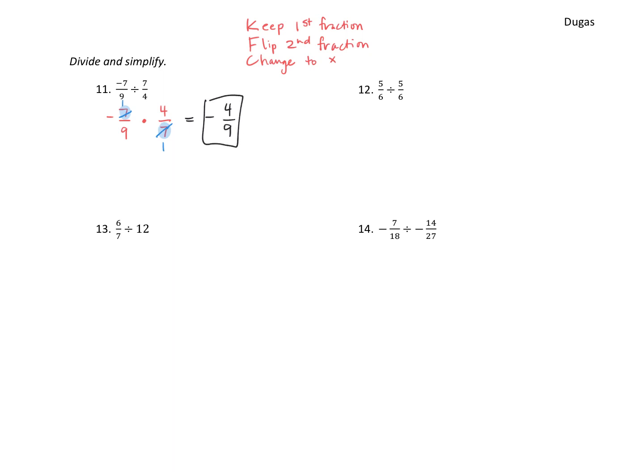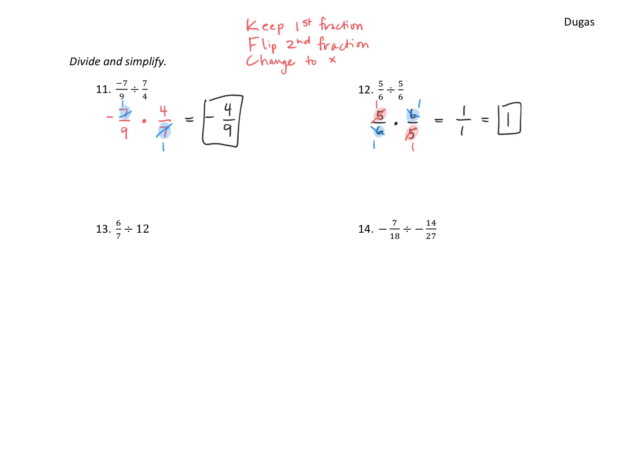Number 12, I'm going to keep the first fraction, flip the second fraction, change to multiplication. I can cross reduce. So notice the 5s are the same, so those are just going to cancel out. Those divide out to 1s. And the 6s are the same, so those are both evenly divisible by 6. So those cross out and become 1s. So all I have left is 1s. So 1 times 1 is 1. 1 times 1 is 1. 1 divided by itself is just 1.